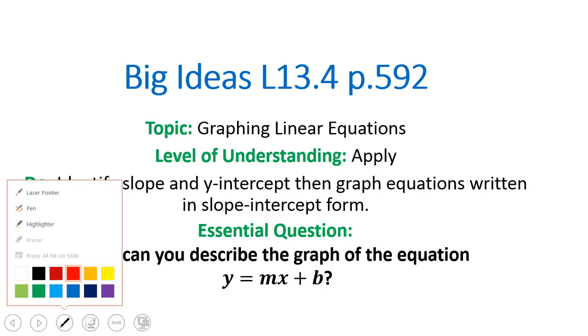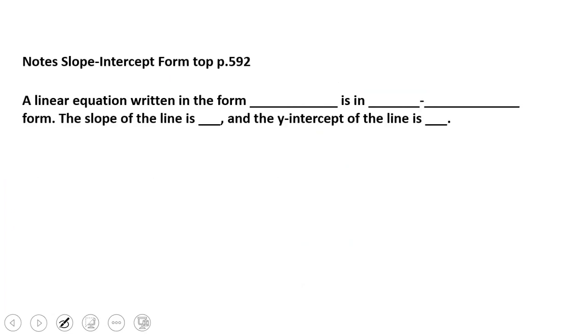I know that the notes from page 592 were in a different order than what we're going to be following. We're going to talk about slope-intercept form first, which is underneath the notes on intercepts. We will get to intercepts in our second video, but right now we're going to concentrate on the key idea from the top of page 592, the slope-intercept form. It says that a linear equation in the form y equals mx plus b is in slope-intercept form, where the slope of the line is m and the y-intercept of the line is b.